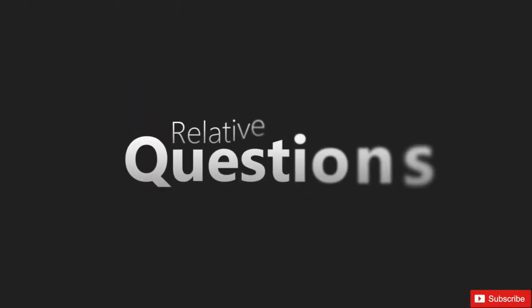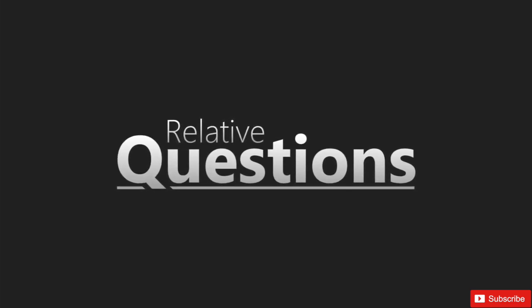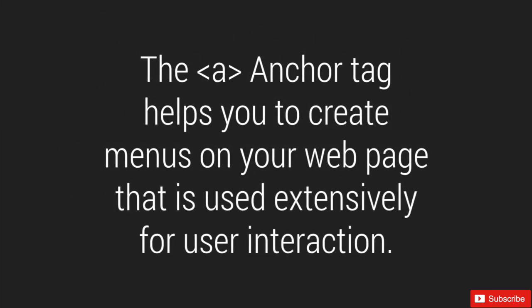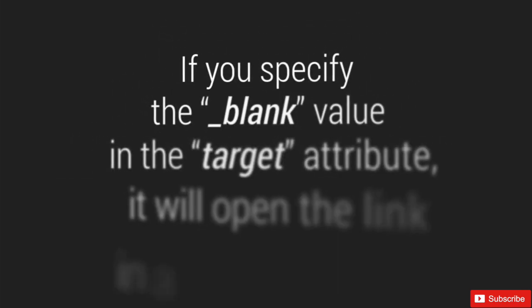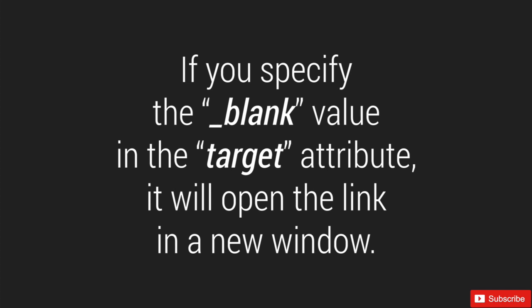Anyway, now let's talk about few relative questions. So the first question is, explain the practical purpose of anchor tag. As I mentioned, anchor tag is the tag which helps you to create menu items or menus on your web page, and it's going to be used extensively for user interface or user interaction through menu items. The second question is, how can you view the link in the new window? Well, as we already discussed, the target is the attribute. If you specify with the blank value, it's going to open the link in a new window.